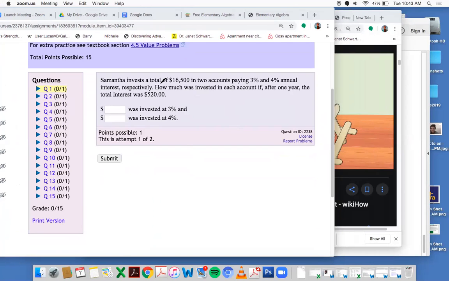Okay, so Samantha invests a total of $16,500 in 2 accounts, paying 3% and 4% annual interest. How much was invested in each account if after 1 year the total interest was $520? Right? So I typically like to sort of make a little sketch.